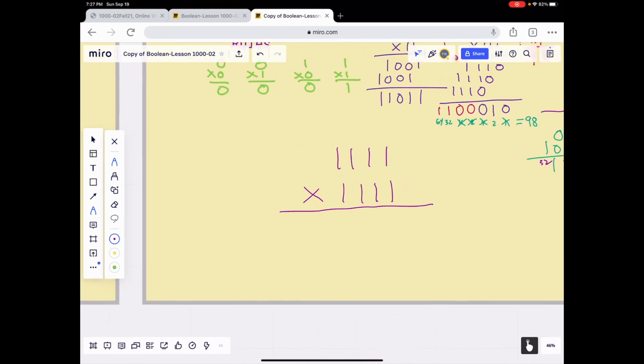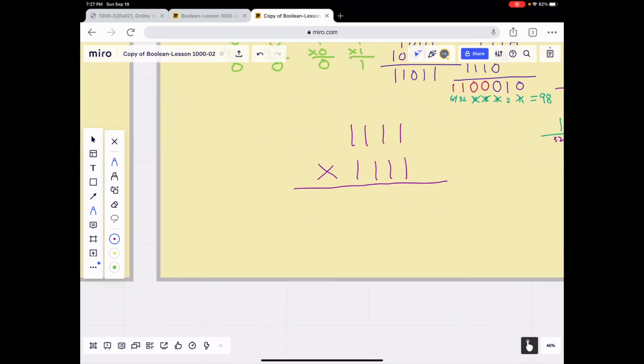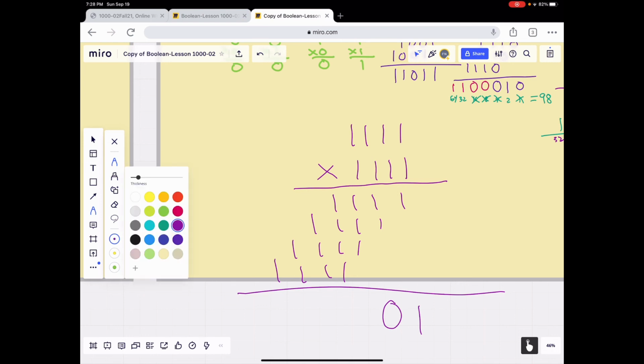We have one extra multiplication here. Let's do this one. So 4 number 1 together. 1, 1, 1, 1. 1, 1, 1, 1. 1, 1, 1, 1. So then you just add together 1. 1 and 1 equals 0. Carry 1. So make sure you use different colors so you can see it.